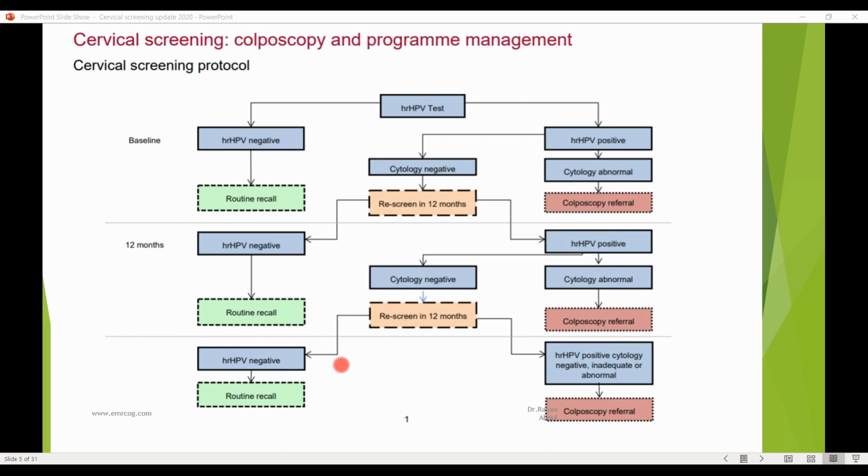If her HPV infection cleared, means that HPV test negative, send it to routine recall, and now you're happy. You didn't do any unnecessary intervention, and the patient immunity is able to clear the infection. While if you find still persistent HPV positive, cytology negative, or inadequate or abnormal, you still do colposcopy referral. This is what the guidance said.